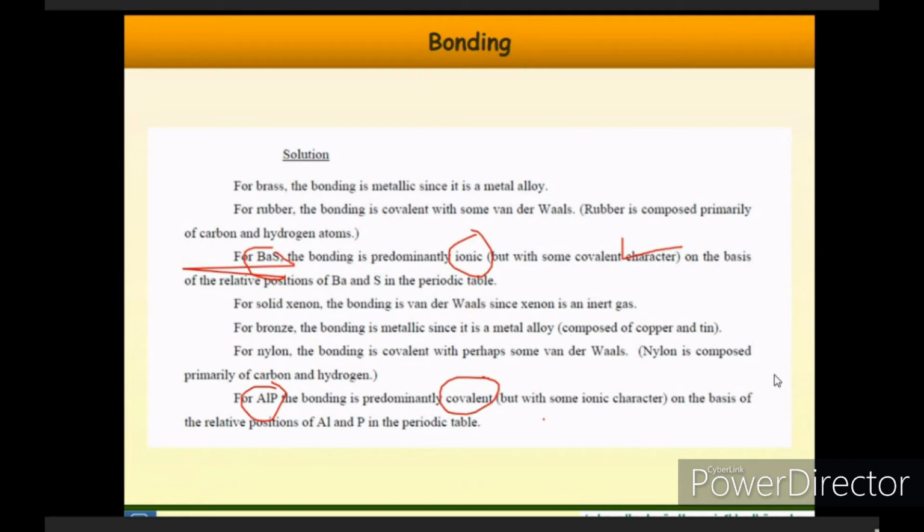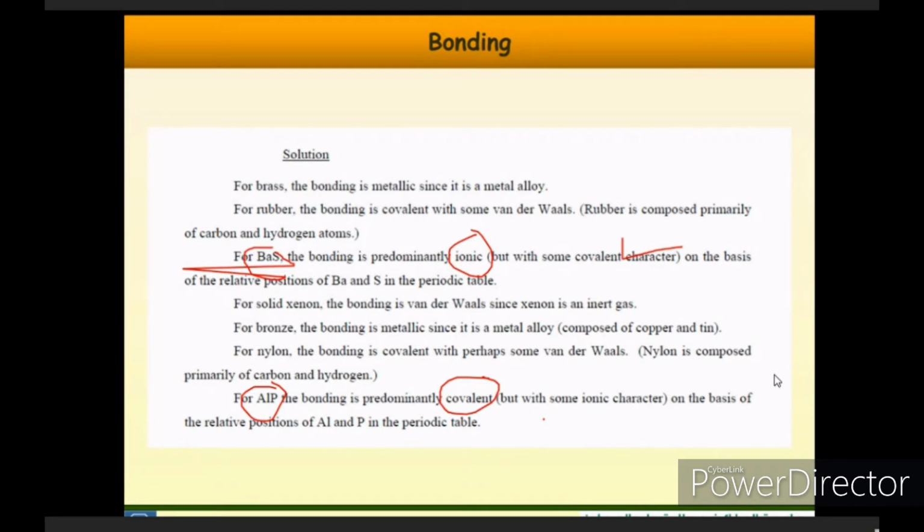And ceramics are mostly ionically bonded material, but with some covalent character. But in case of aluminium, it's predominantly covalent character with some ionic character also. So this type of bonding, percentage ionic character, in other words, depends on what?